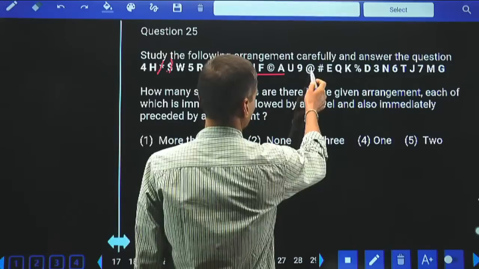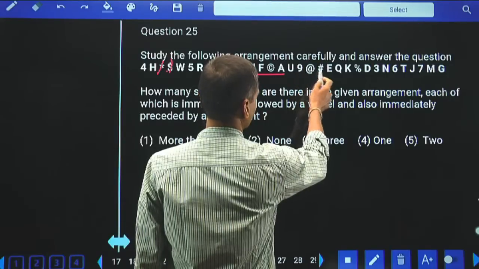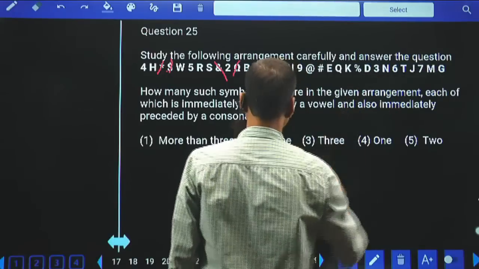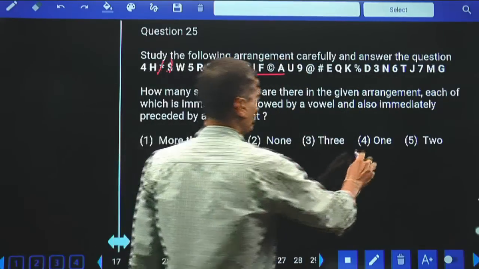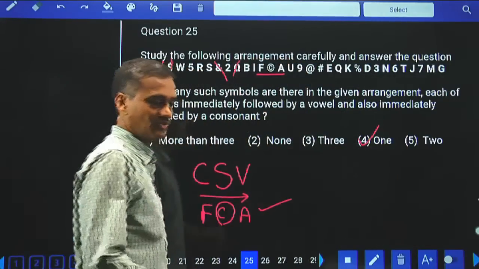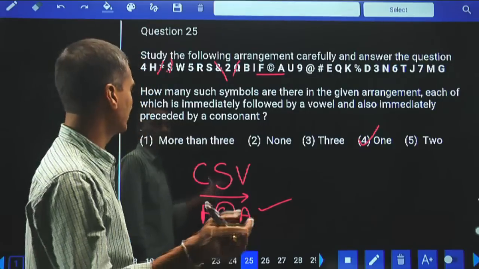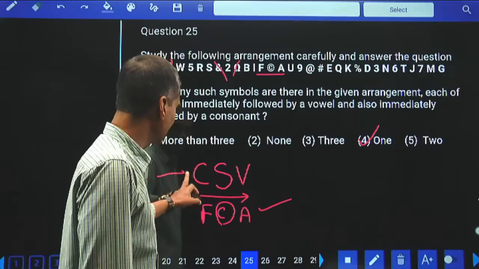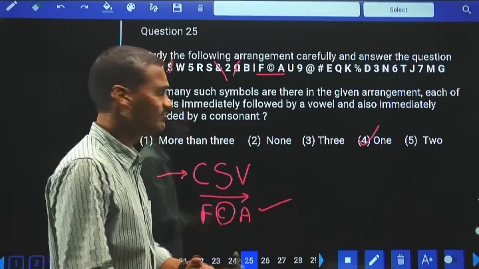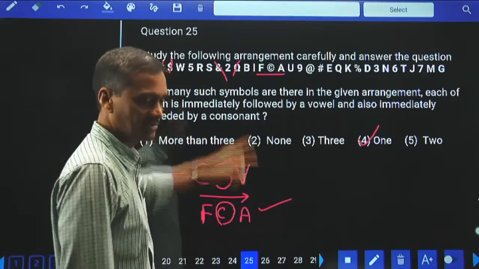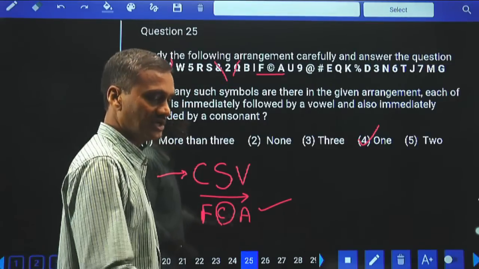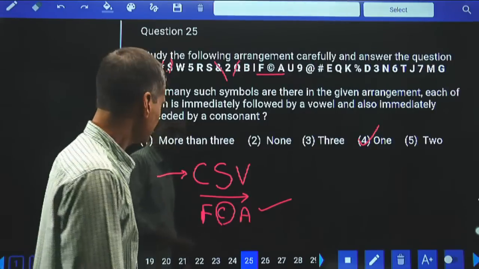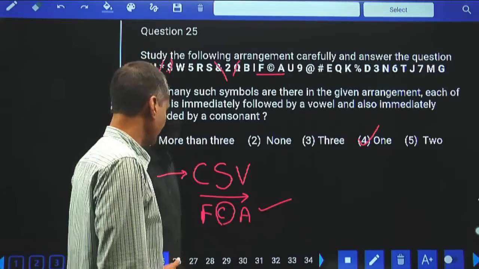What is the next symbol here? Symbol not preceded by consonant. Symbol not preceded by consonant. Symbol preceded by consonant but not followed by vowel. Hence what is the answer here? Only one, that is choice 4. There is only one symbol which is immediately preceded by a consonant and immediately followed by a vowel. And if you haven't represented the data like this, it would be highly impossible for you to check out each and every element. This question itself will take you around some 6 to 7 minutes. Okay? And this is about question number 25.